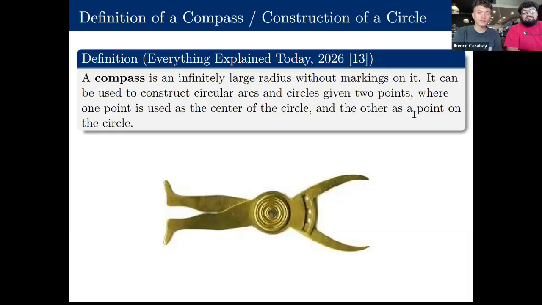Now we're going to get into the definition of a compass. A compass is an infinitely large radius without markings on it. And we're going to use this tool to help us construct circular arcs or circles in general, where we place one point of the compass on the middle of the circle, and the outer point is used to draw our arcs or circles.